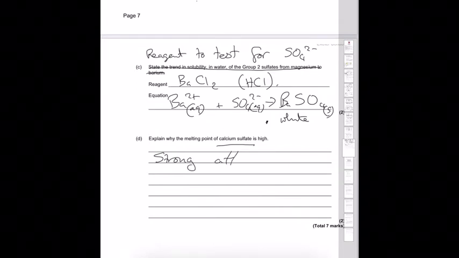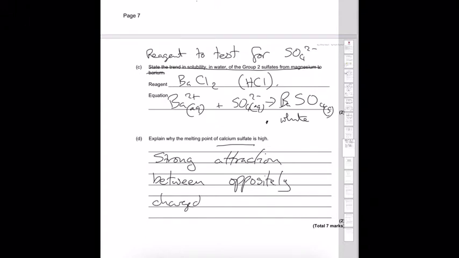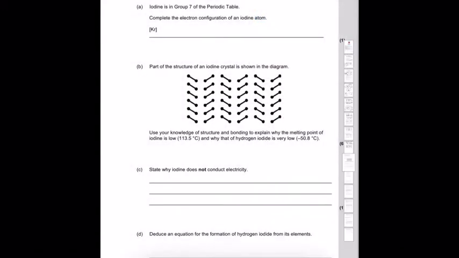Explain why the melting point of calcium sulfate is high, because it's about ionic bonds, isn't it? The strength of the ionic bond. Strong attraction between oppositely charged ions requires a lot of energy. So that'll do for this one, but normally a lot of energy is required to break them. But it's really just about an ionic bond.